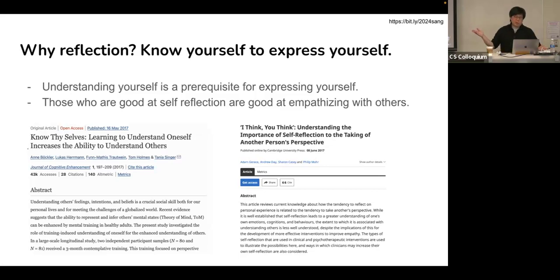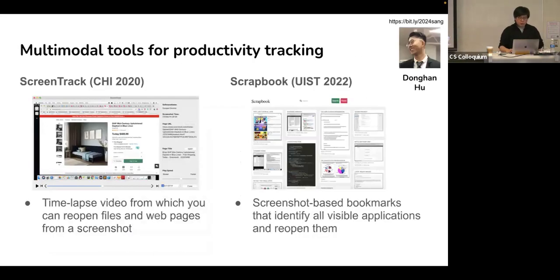And then the other thing that we found out is that there is a lot of psychology literature that says that if you're good at self-reflection, that means you're likely to be more productive. So in that regard, I created a productivity tool. It's slightly different from the empathy work, but I have worked on some productivity tools that can help knowledge workers save their time and be more productive.